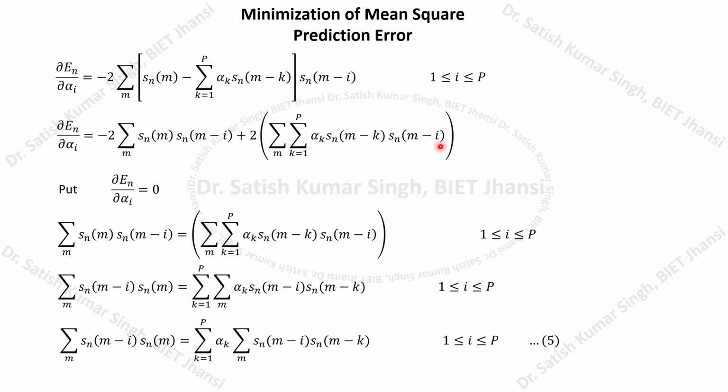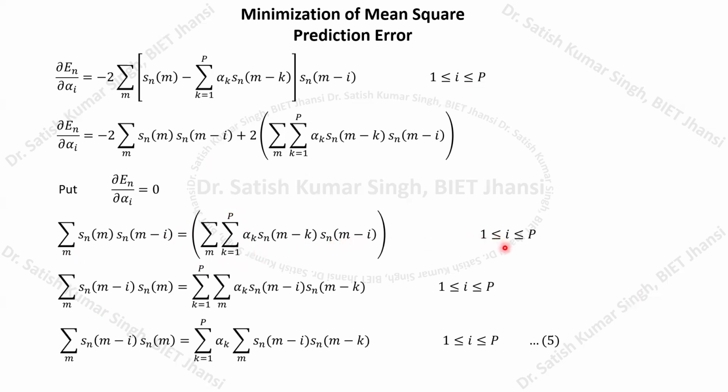Now, to get the values of alpha k, normally after differentiation we go for the calculation of the minima, right? So this differentiation value should be equal to 0, because we have to minimize. So this differentiation value is going to be 0. If you substitute 0 and rewrite this equation, it will become sum over m of s n m into s n m minus i equals sum over m, k equals 1 to p, of alpha k s n m minus k s n m minus i.